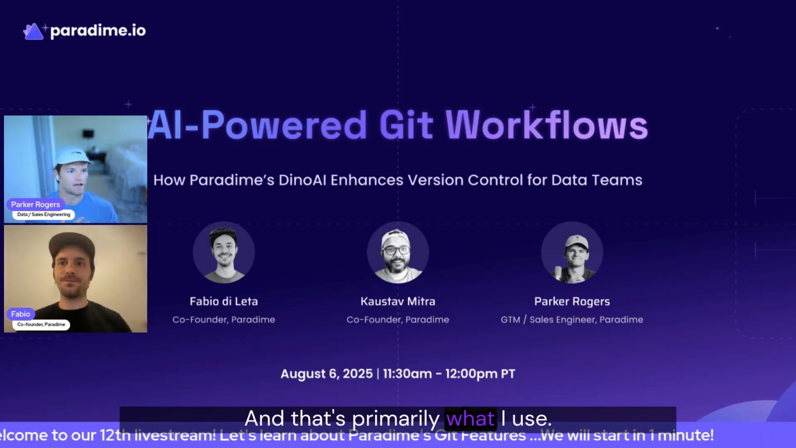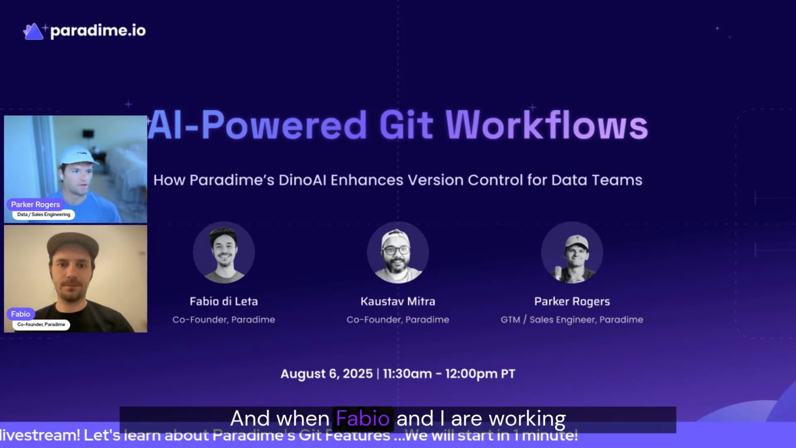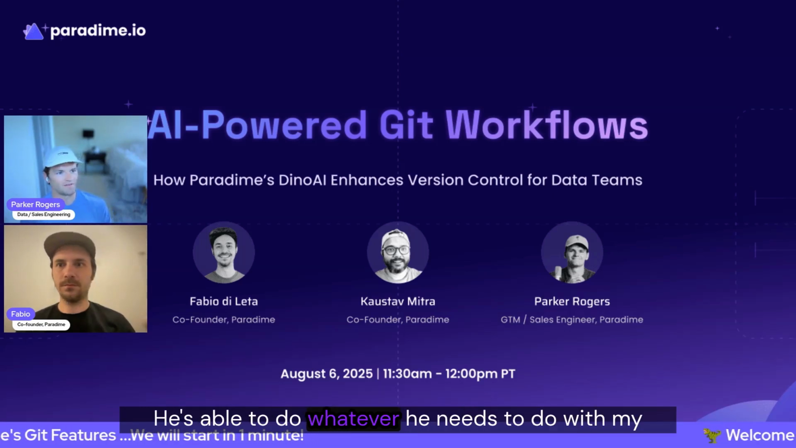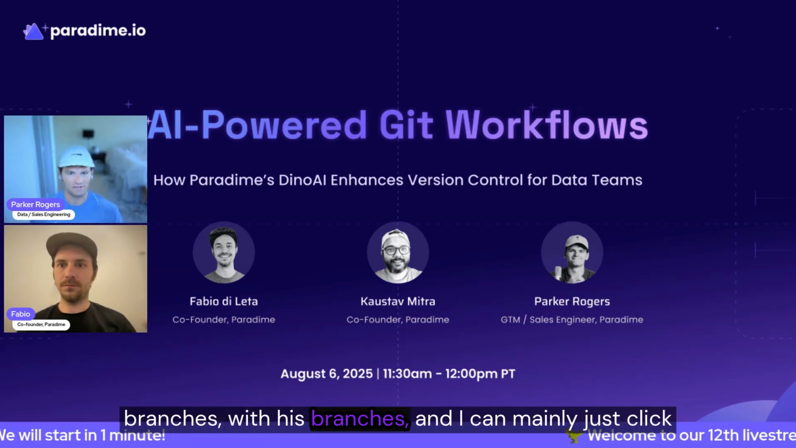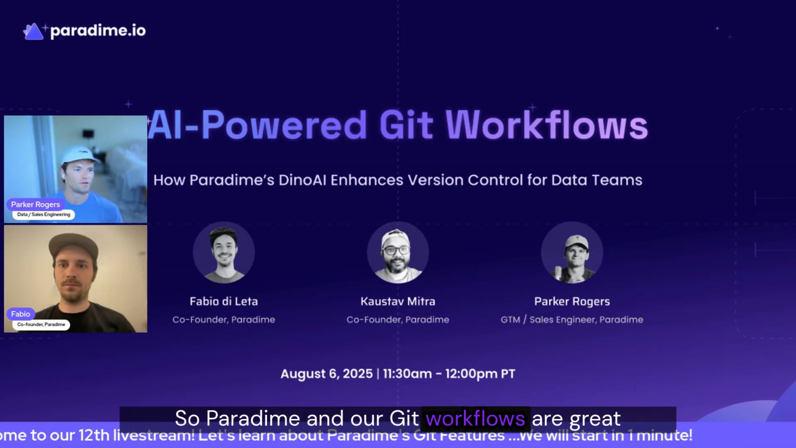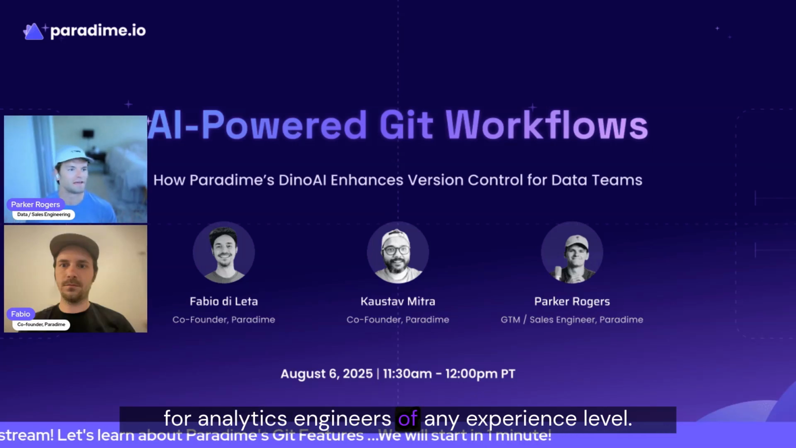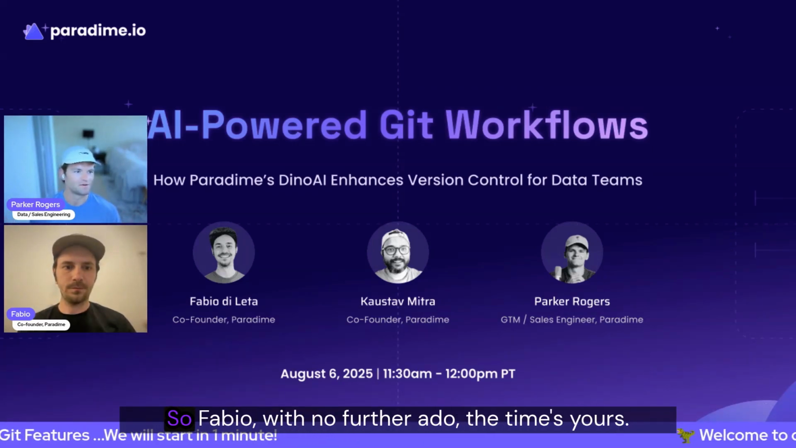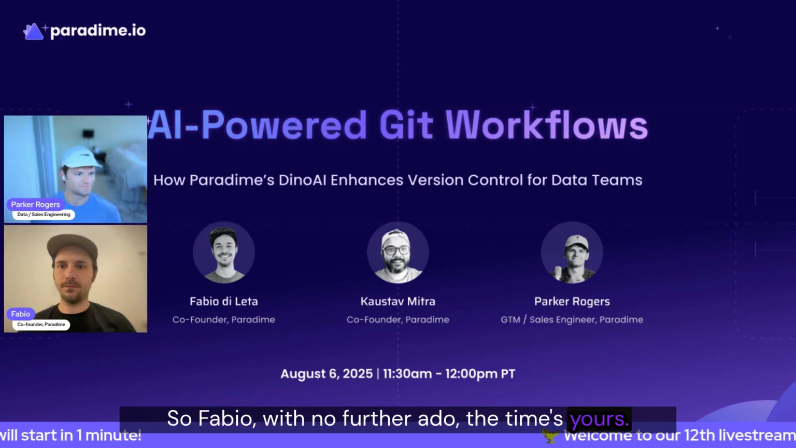And that's primarily what I use. When Fabio and I are working on projects, he uses Git Advanced. He's able to do whatever he needs to do with my branches and his branches, and I can mainly just click around a UI but still accomplish all the same tasks. So Paradigm and our Git workflows are great for analytics engineers of any experience level. Fabio is going to walk us through a lot of that. So Fabio, with no further ado, the time's yours.